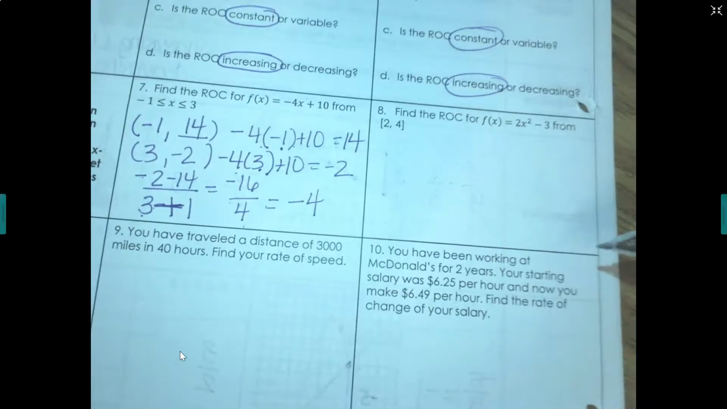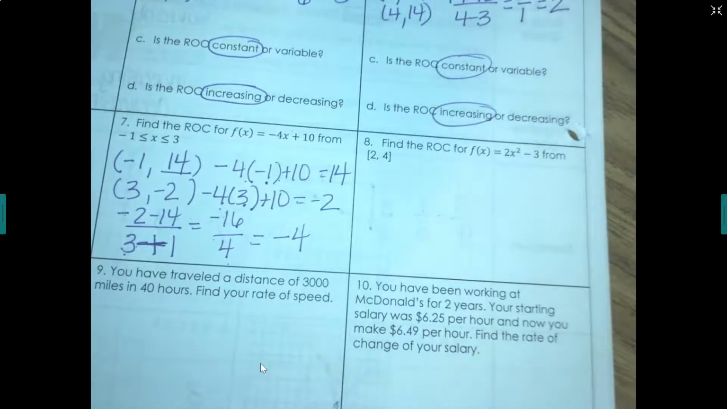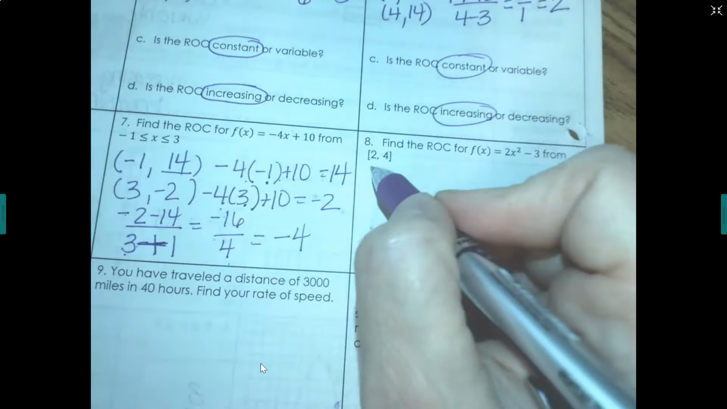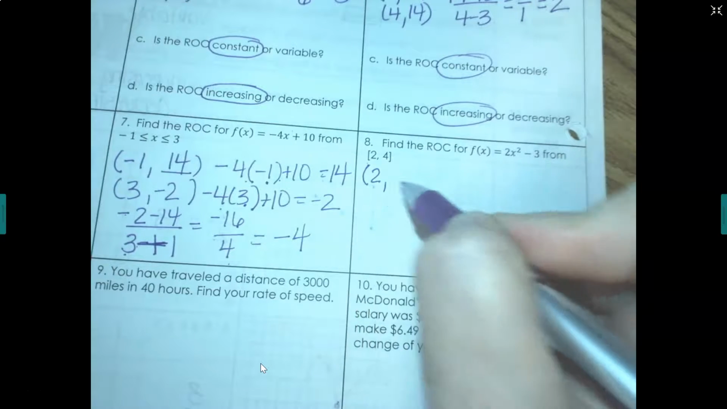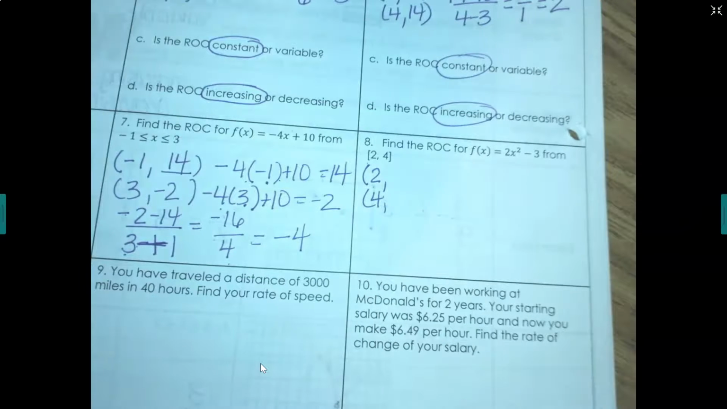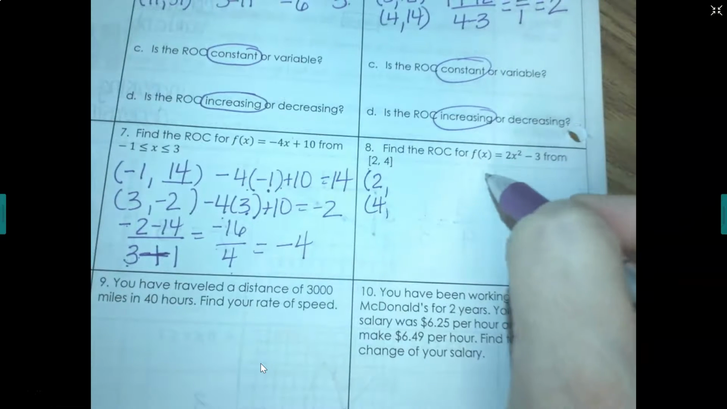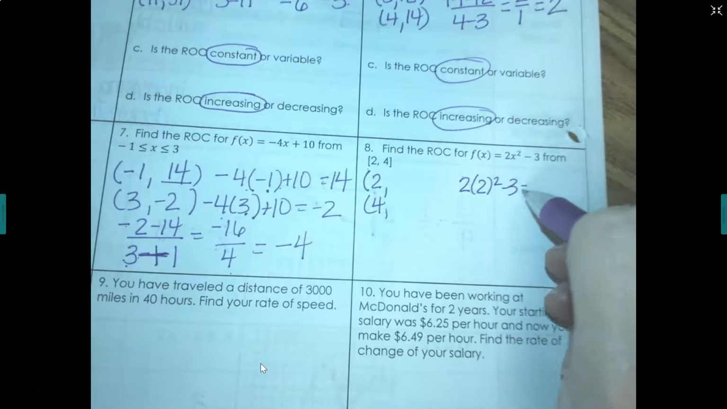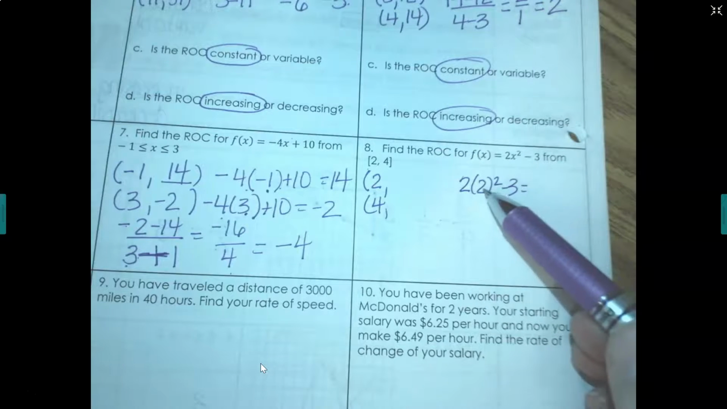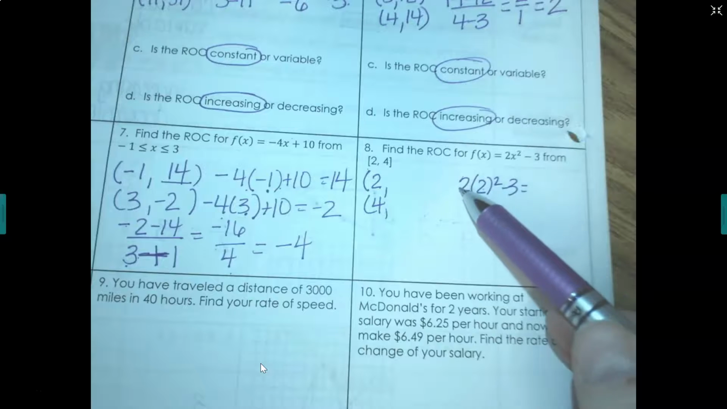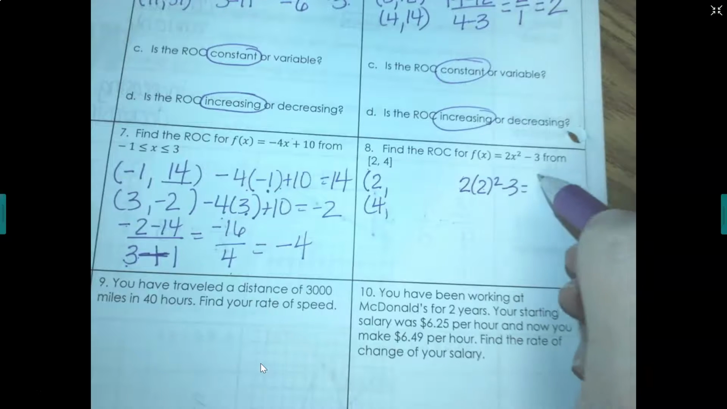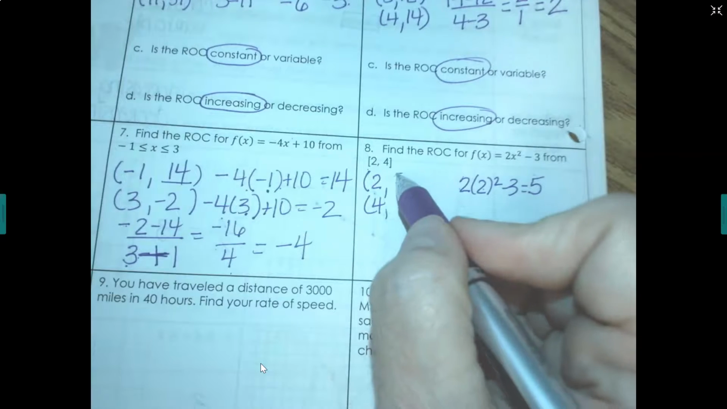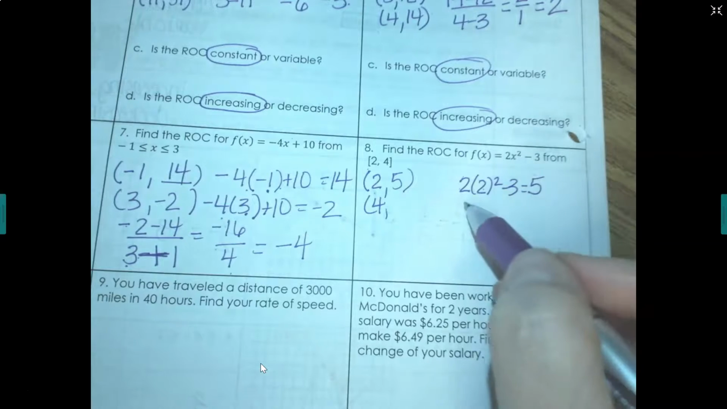All right, number 8. This is not linear, this is squared. That makes it a quadratic, so it does not have a constant rate of change. But the same idea: I have a 2 for an x value and a 4 for an x value, and I have to find their y values. So if I plug 2 in, we can use our calculator for that, but 2 squared is 4, times 2 is 8, minus 3 is 5. So if your x is 2, your y is 5.